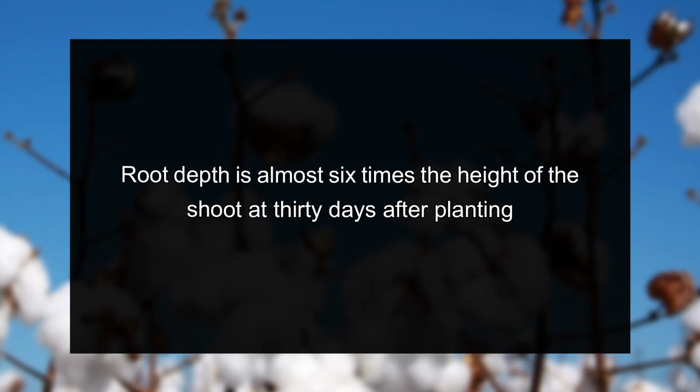Roots grow rapidly during seedling development and nearly attain their maximum length by the time the plant enters the reproductive stage. Root depth is almost 6 times the height of the shoot at 30 days after planting. At this stage, the lateral growth is only 2.5 to 3 times the height of the plant.